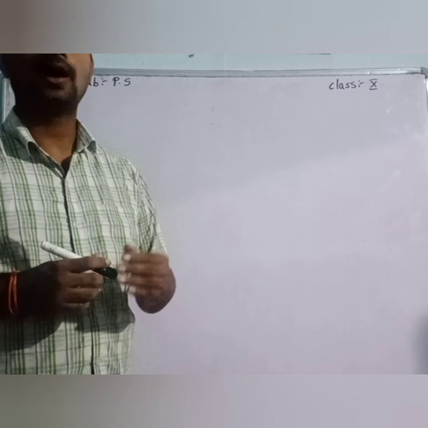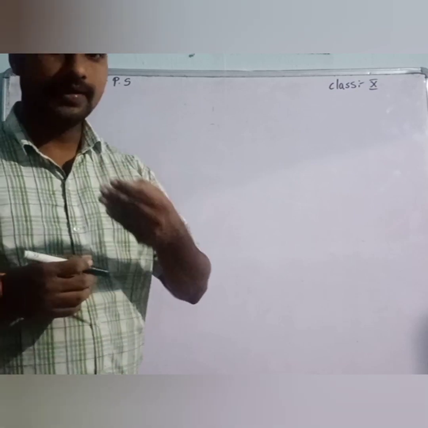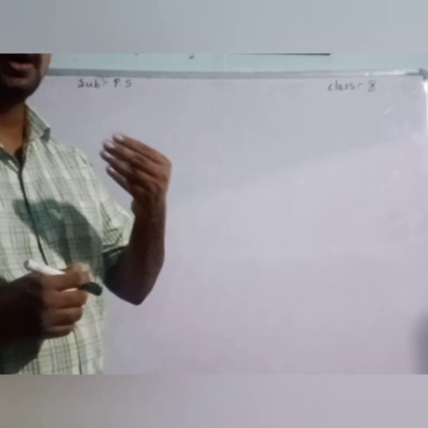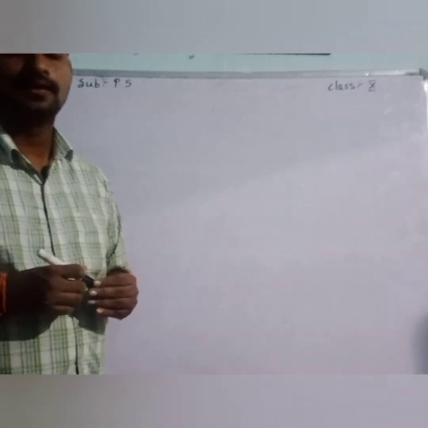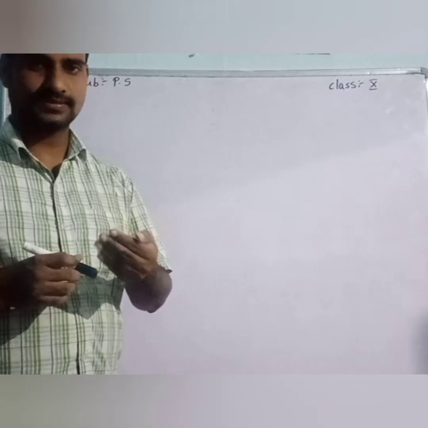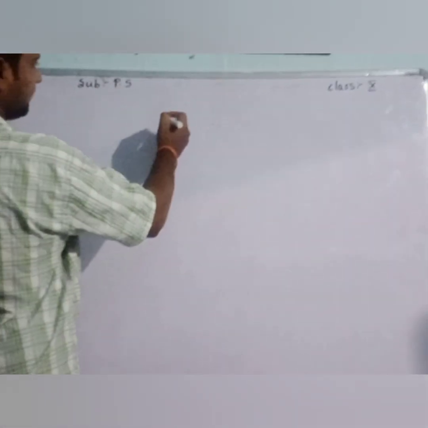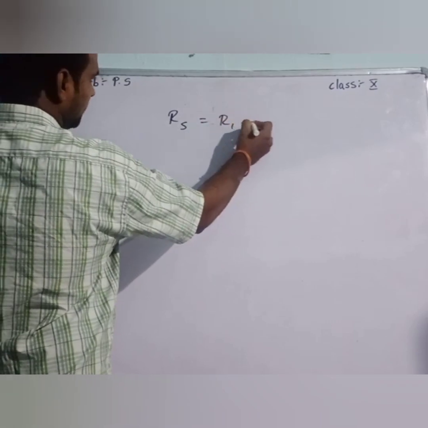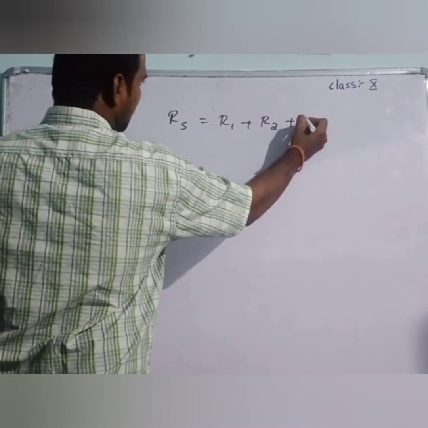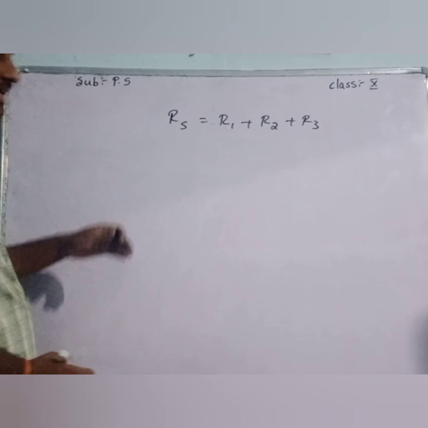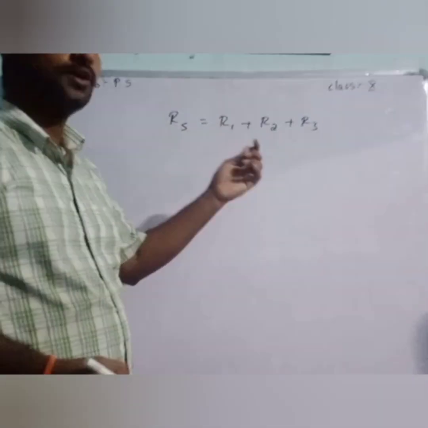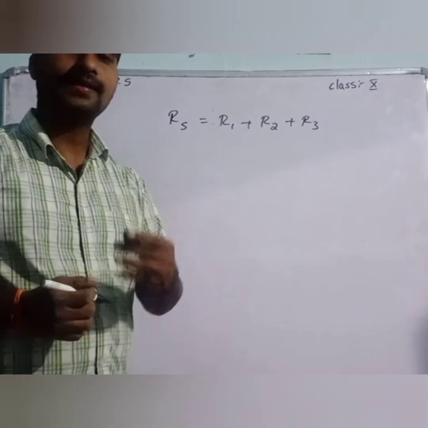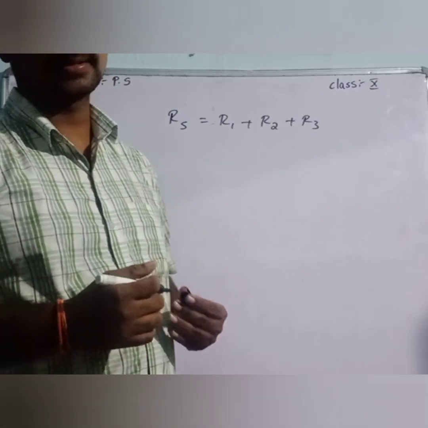In the previous class, we discussed the series combination of resistors. For example, how to find the equivalent resistance of three resistors R1, R2, R3 connected in series. So, what is the equivalent resistance? In series combination, R1 plus R2 plus R3. This is the formula for series combination. Now we discuss the parallel combination of resistors.